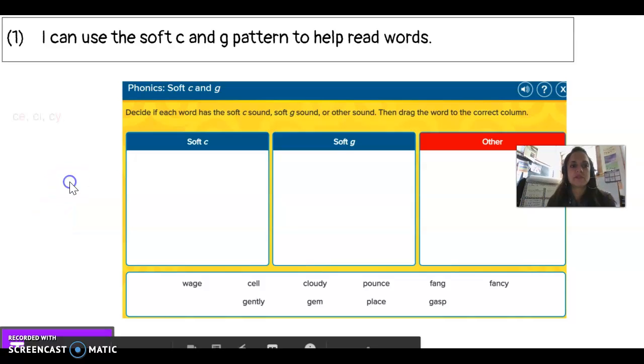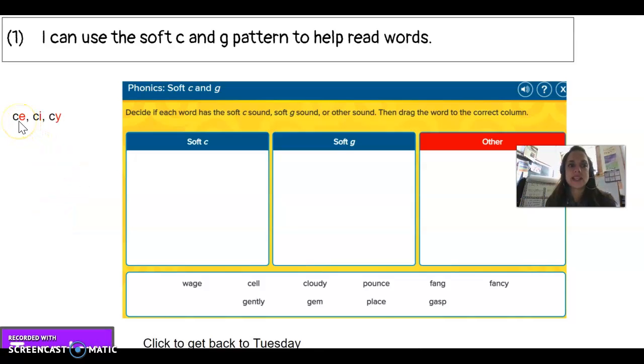Here are some rules that we can follow. When C is followed by E, I, or Y, most of the time it makes that soft S sound. When G is followed by E, I, or Y, it also makes a soft J sound. So that's kind of nice because both letters follow the same pattern, E, I, or Y.